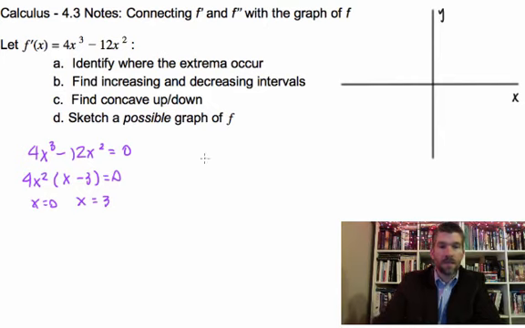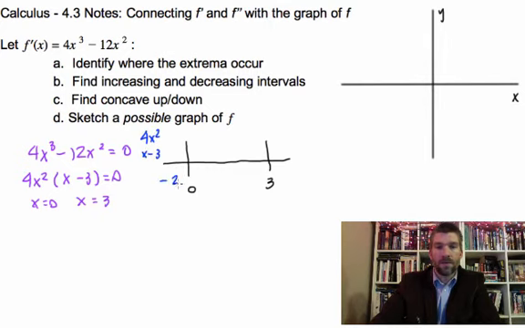So when I make my sign chart, this is for increasing and decreasing behavior. I'm going to have 0 and 3. And what I'm going to do is look here at 4x squared, and I'm going to look at x minus 3. And I'm going to pick a number, -2, and put it in. I'm going to pick a number 1 and put it in. I'm going to pick a number 5 and put it in. So I'm going to put -2 in for all these things.